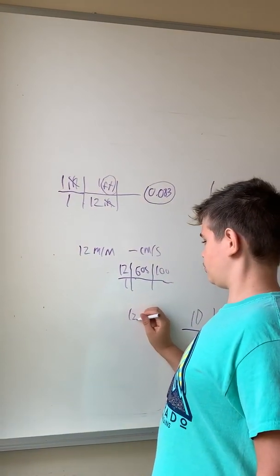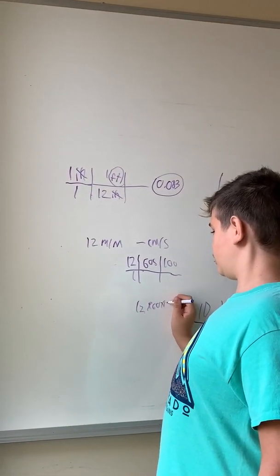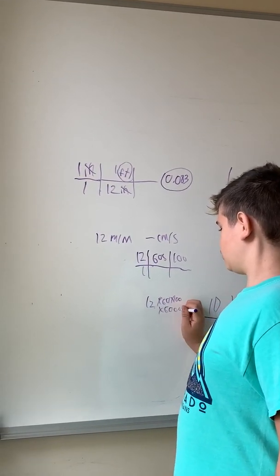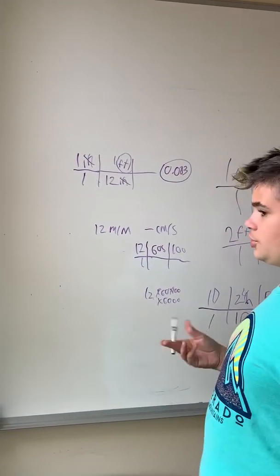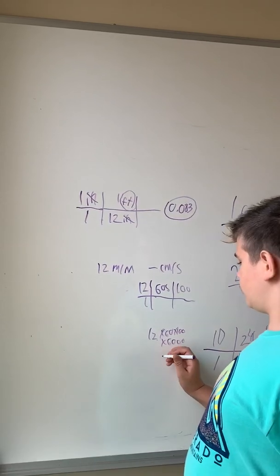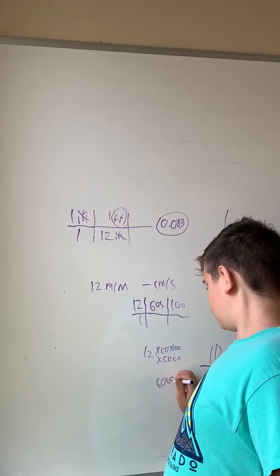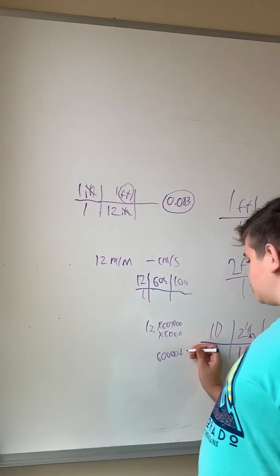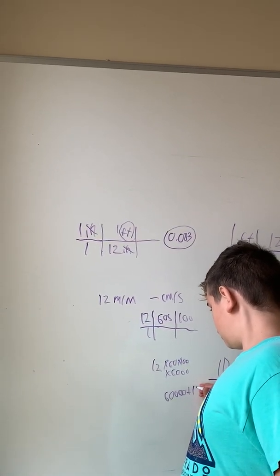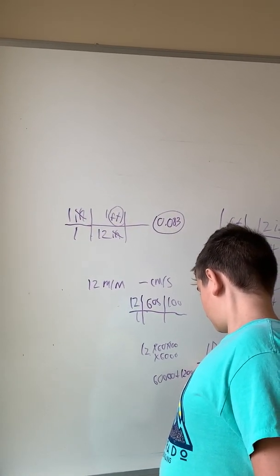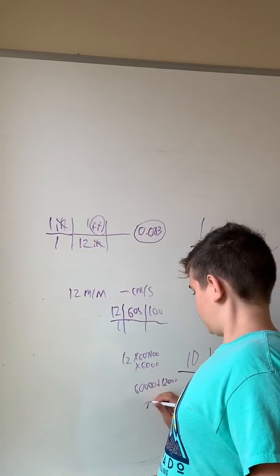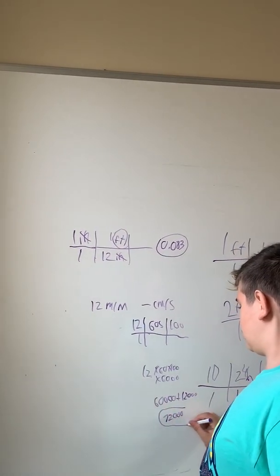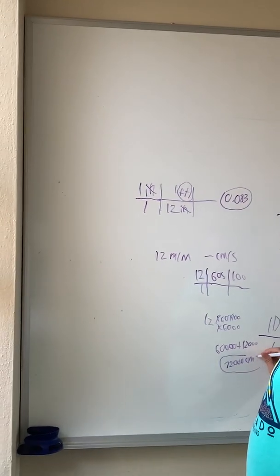So then times those all together, 12 times 60 times 100, or 12 times 6,000, which should get you 60,000 plus 60,000 times 2, which would be 12, right? Yeah, so it would be 72,000. So that's 72,000 centimeters per second.